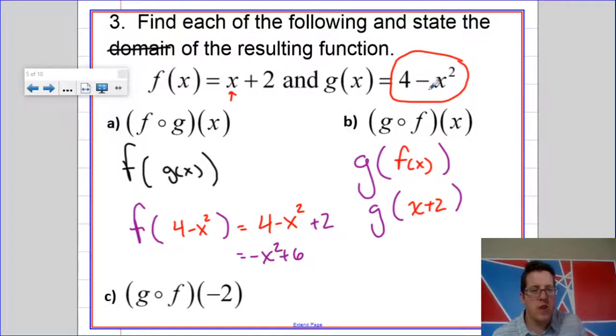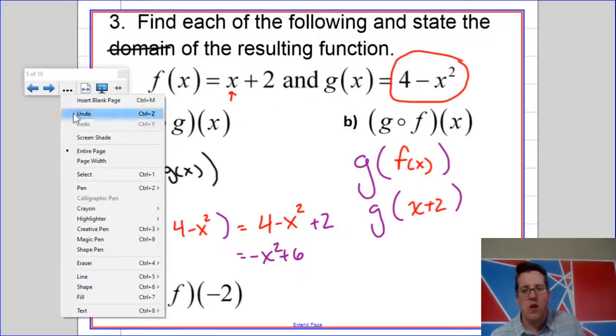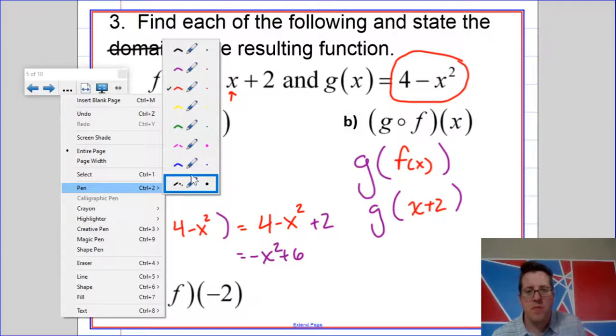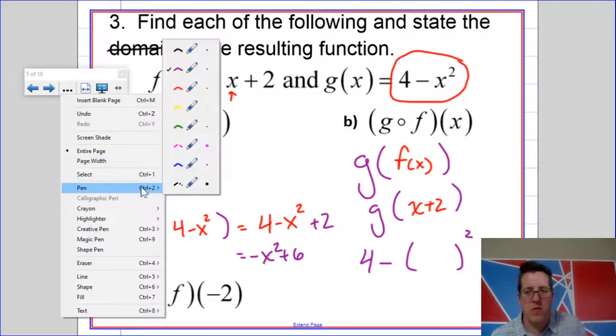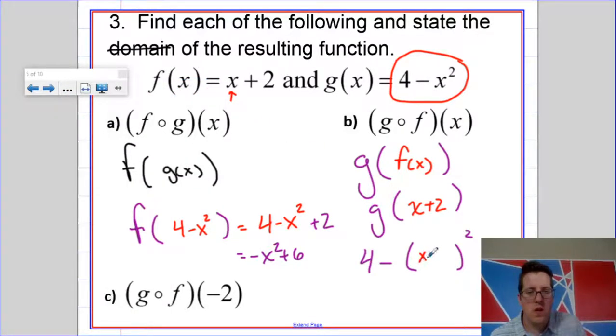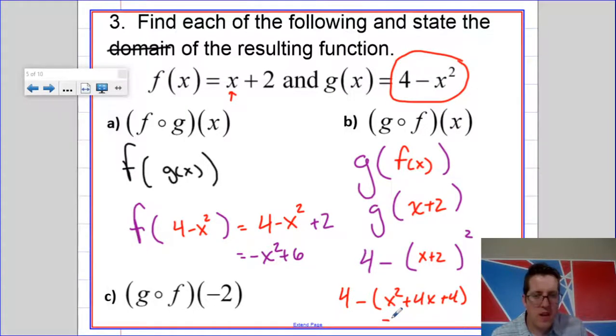So the function g is take your input, square it, and then subtract that from 4. So the way that it would look would be like this. 4 minus input squared. And here our input is x plus 2. So remember that you have to FOIL that out. So that's 4 minus (x squared + 4x + 4), which gives me negative x squared minus 4x.